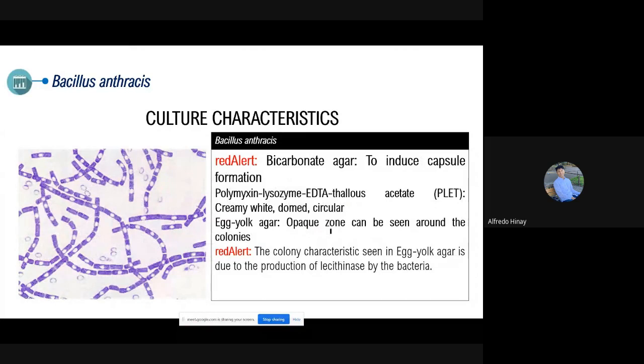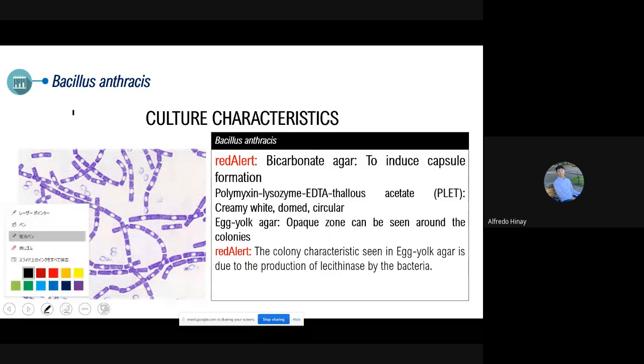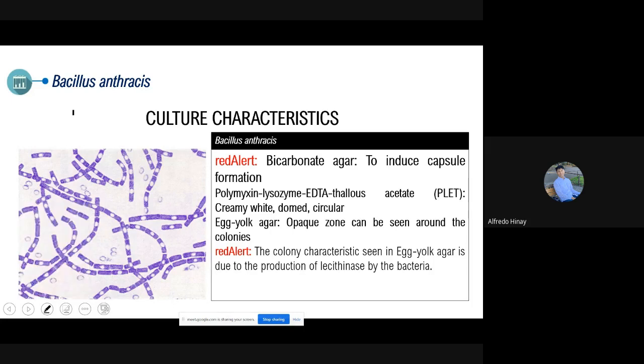And next, you have your culture characteristic. So we use the culture media bicarbonate agar. Okay, take note with this one, class, kasi if you want to observe the capsule production of your Bacillus anthracis, we can use your bicarbonate agar. Your bicarbonate agar will induce the capsule formation. Okay?